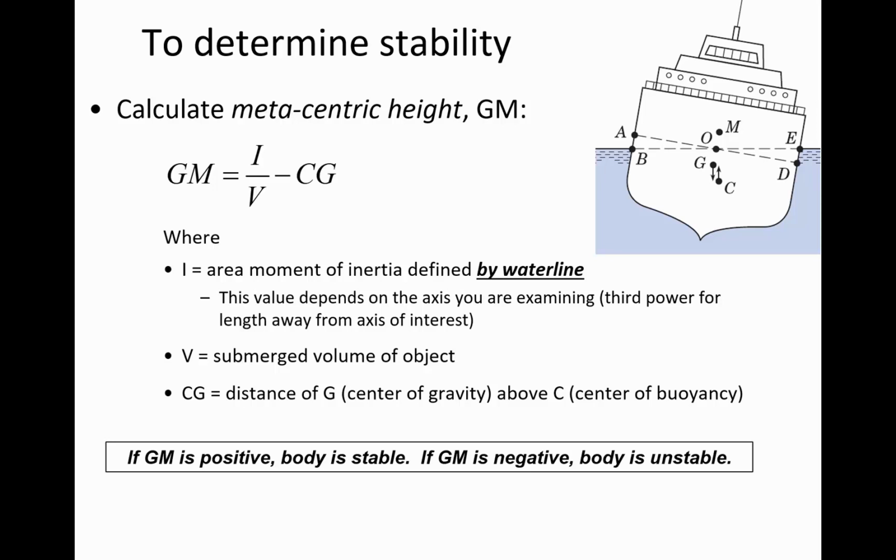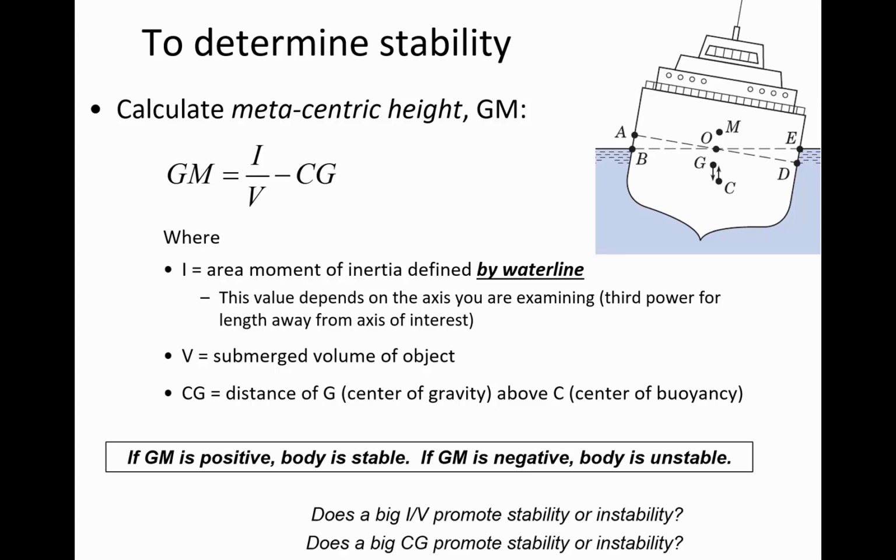So think about, have you ever been to a lake that had a floating dock? A floating dock is kind of like a boat in a way. It's a really wide boat with a very shallow draft. But the deeper the draft of the ship, that's going to increase instability. And then also what makes it unstable is having the center of mass up high. So in other words, a big I to V ratio promotes stability, and a large CG promotes instability.